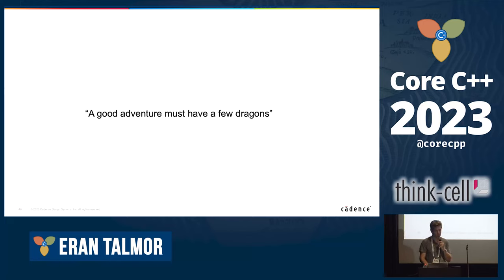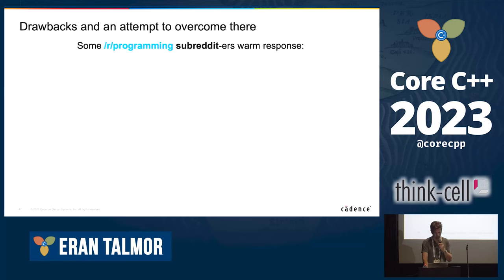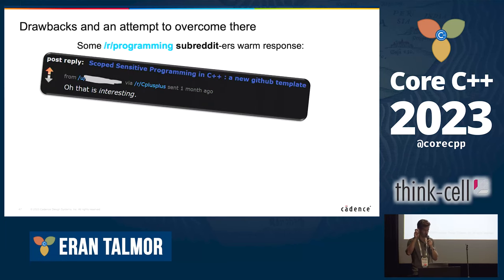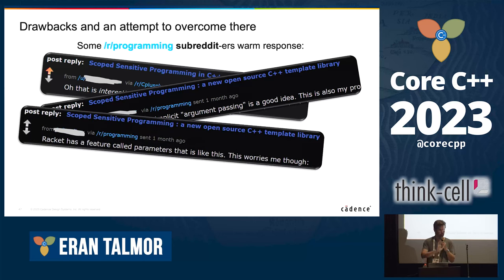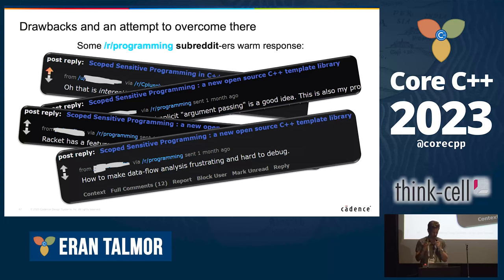So I went to the deep forest of the subreddit programming, and I got some replies. One told me that it was, quote, interesting. And when native English speakers say something is interesting, especially in italics, it's not necessarily a positive thing. Someone said, I have my doubts if such implicit argument passing is a good idea. Racket, I don't know what Racket is, has a feature called parameters that is like this. This worries me though. And the best one was: how to make data flow analysis frustrating and hard to debug.